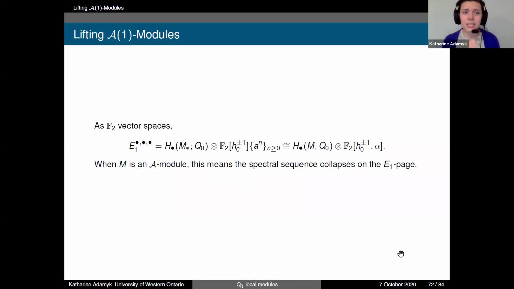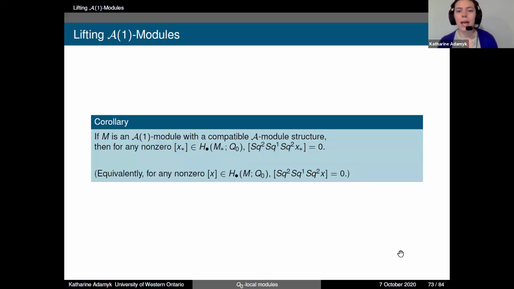So we've said that as F2 vector spaces, my E1 page is the Q naught Margolis homology of M tensor with this polynomial algebra. When M is a module over the whole Steenrod algebra, so it can be lifted, this spectral sequence collapses on the E1 page, because I know from the theorem of Davis that in that case, this E1 page is isomorphic to the thing I'm converging to, H naught inverted X over A1 of M. So if I see any non-zero differential after the E1 page, that tells me I can't lift my module to a module over the whole Steenrod algebra.